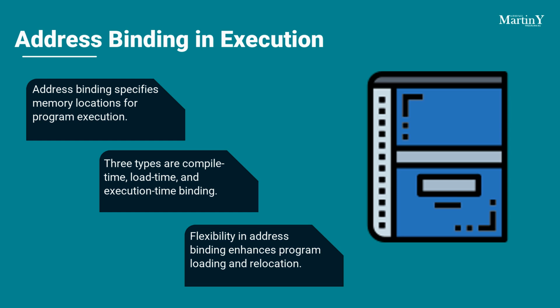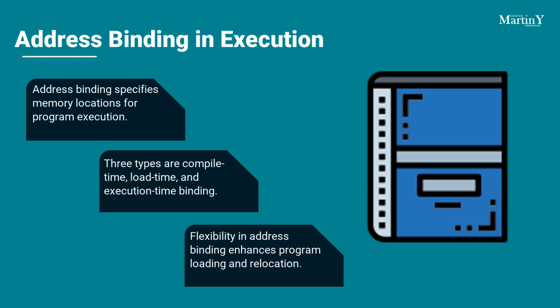When a program is ready to execute, it begins as a file on the disk. However, to execute, it must first be loaded into the computer's memory, a process called address binding. Address binding assigns specific memory addresses to both the program's instructions and the data it will use. There are three primary types of address binding: compile time binding, load time binding, and execution time binding.